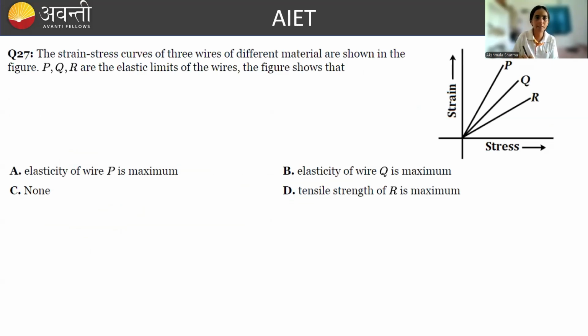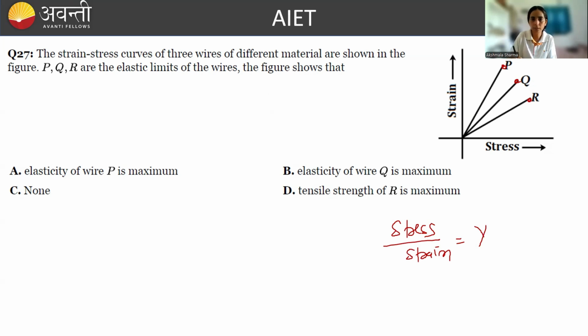The stress strain curves of three wires of different materials are shown in the figure. P, Q, R are the elastic limits of the wires. So P, Q, R are the elastic limits that are given in the question. So we have to talk about tensile strength, elasticity, and all. Okay, so let's see. We already know that stress by strain is equal to what? That is Young's modulus. That basically defines elasticity, right?